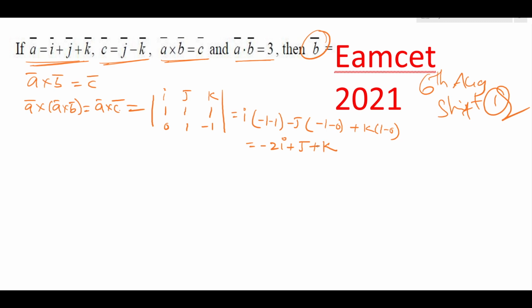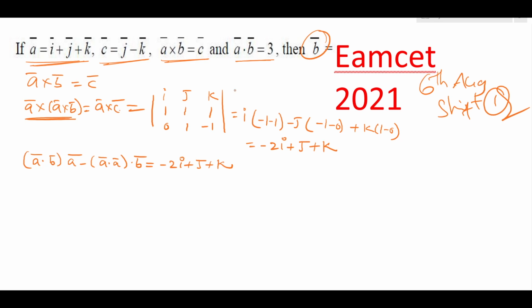This is the vector a bar cross c bar. Now applying triple product, that is a bar cross (a bar cross b bar) is a bar dot b bar into a bar minus a bar dot a bar into b bar, that is equal to minus 2i plus j plus k.